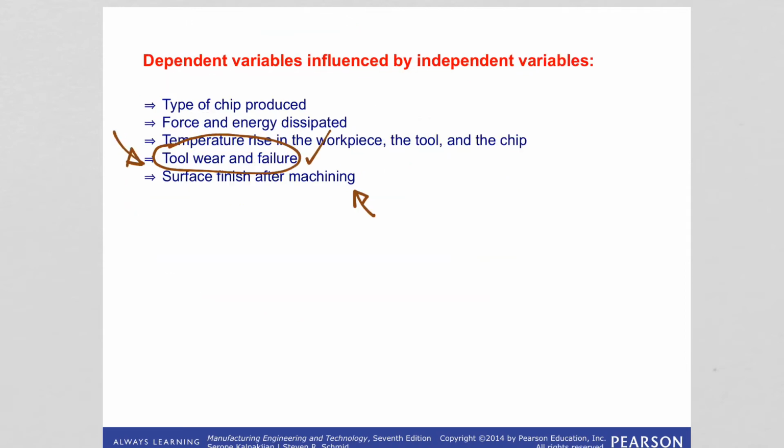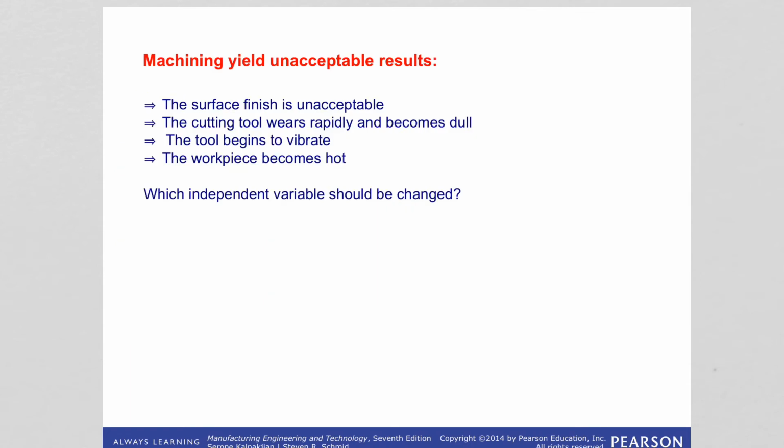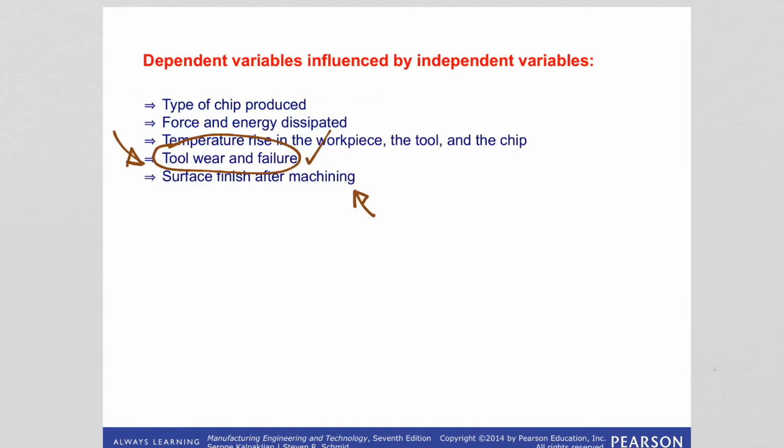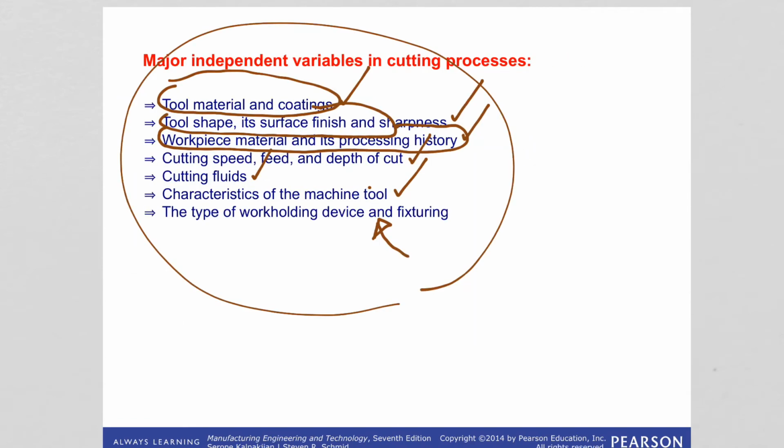So always observe your process and figure out what is wrong, what is the unacceptable result you are observing. Then these will be a result of problems in the independent variables. So you come back to here and figure out what is wrong with which of these independent variables. Then you try to fix the issue.